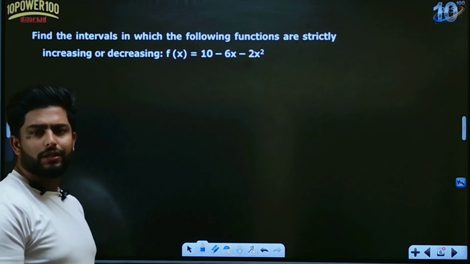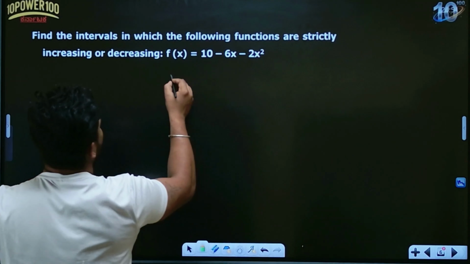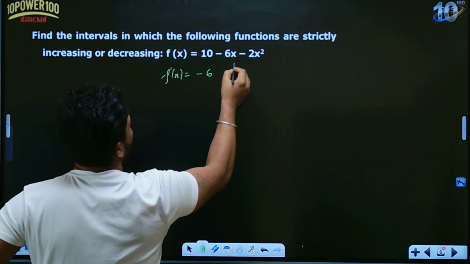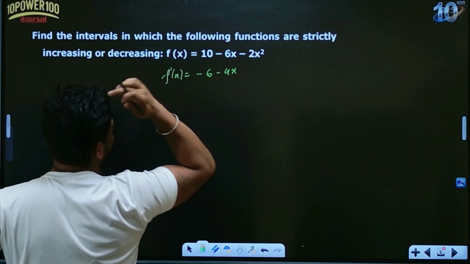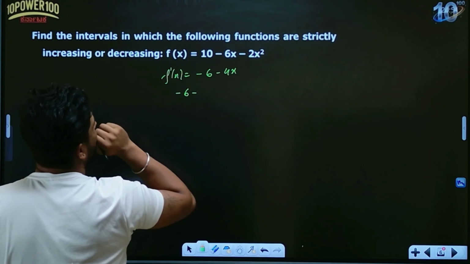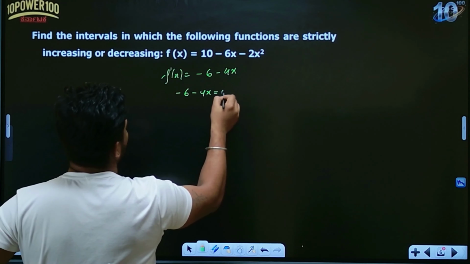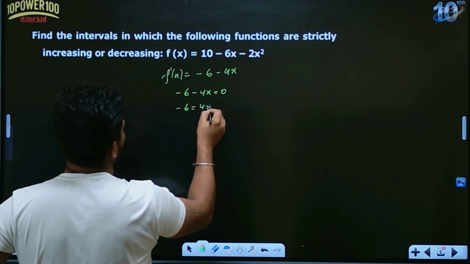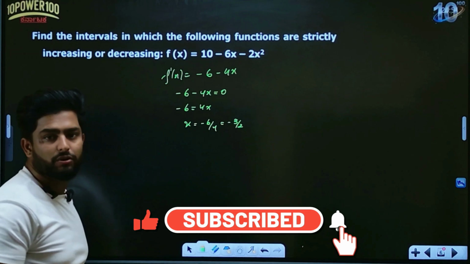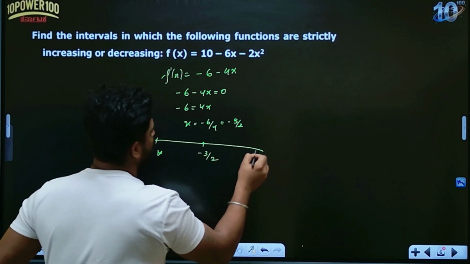Next, this will also be the same, but a little different. There's nothing to worry. Let's solve. Let's find f dash of x. f dash of x is equal to minus 6, and 2 to the 4 gives 4x, right? Yes, minus 4x. Let's take it equal to 0. So minus 6 is equal to 4x. So x is equal to minus 6 by 4, that is nothing but minus 3 by 2, minus 1.5. So number line: minus infinity, minus 3 by 2, and plus infinity.